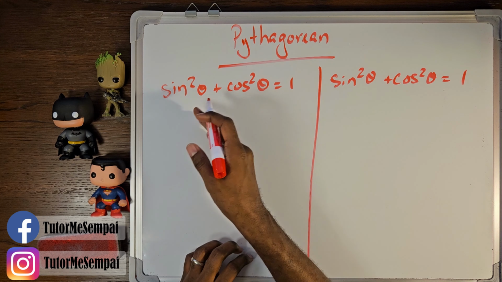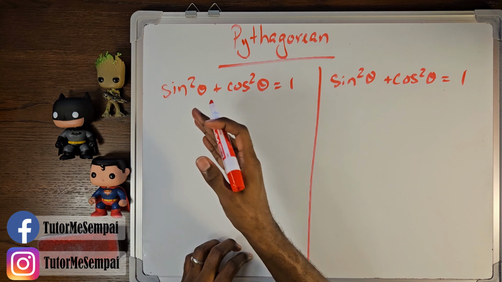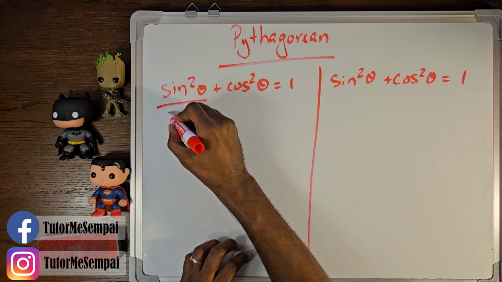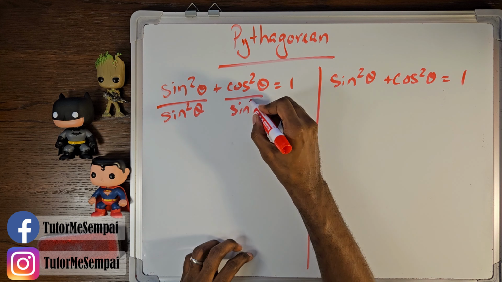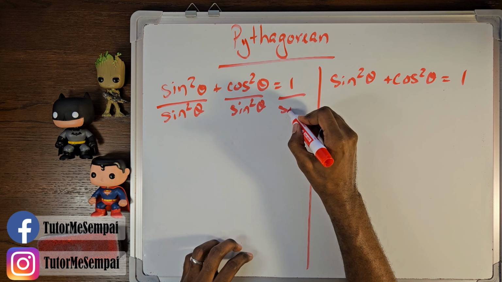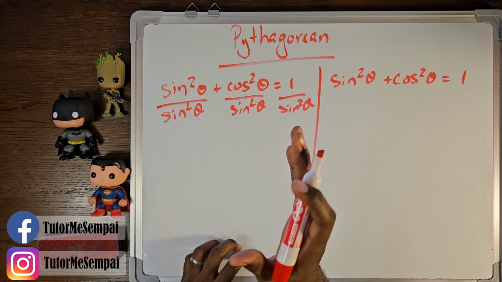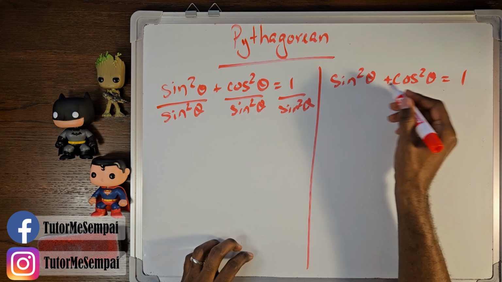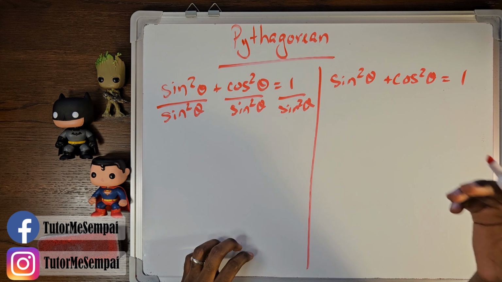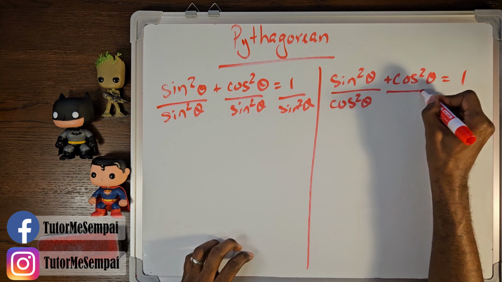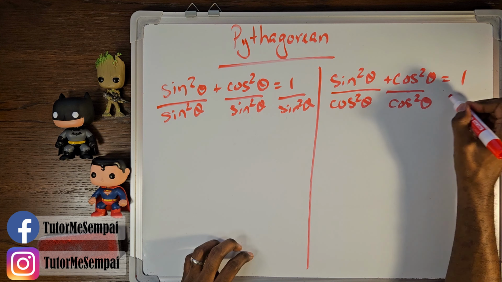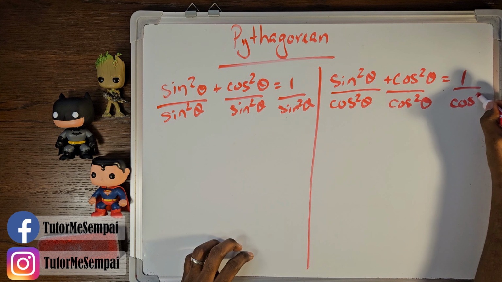So for this one, we're going to divide everything by sine squared. So everything, top and bottom here, we have sine squared here, and we have sine squared here. Everything by sine squared. This one, we're going to do everything by cosine. So divide everything by our cosine squared. Cosine squared and cosine squared.